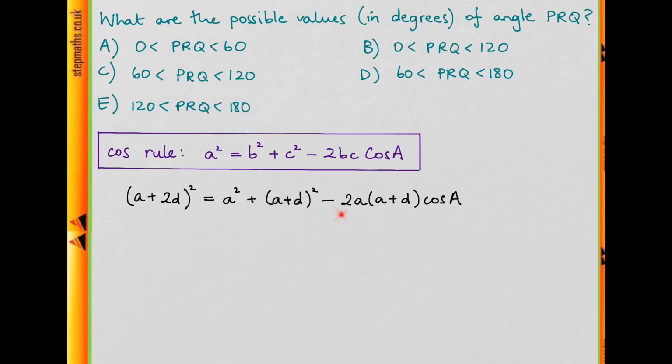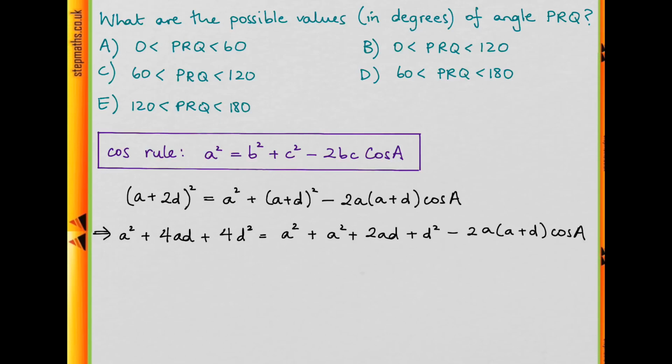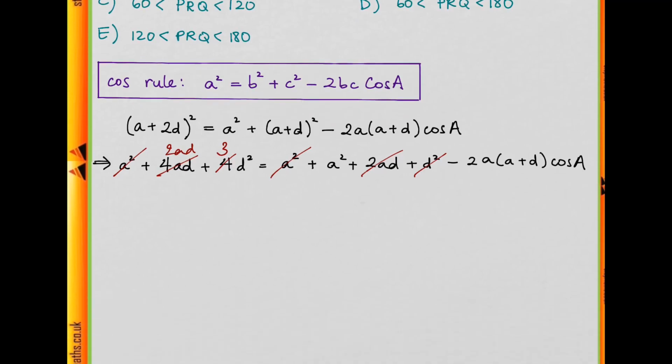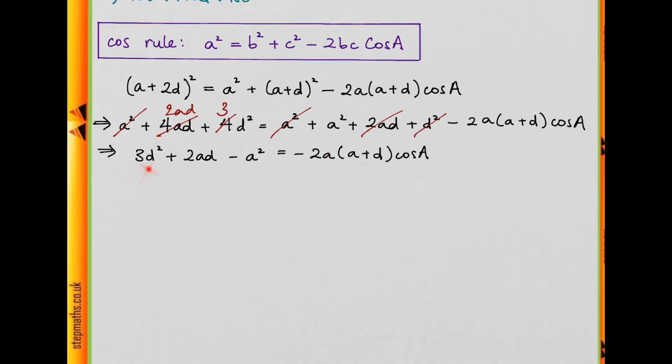And if we try and simplify this down, let's first expand the brackets. And now you can see we have a lot of things cancelling. We can take 2AD from both sides, and that will leave us with 2AD on the left. And again, if we take the D squared from both sides, we end up with 3D squared. So what we're left with is 3D squared plus 2AD minus A squared on the left-hand side, and minus 2A times A plus D cos capital A on the right.